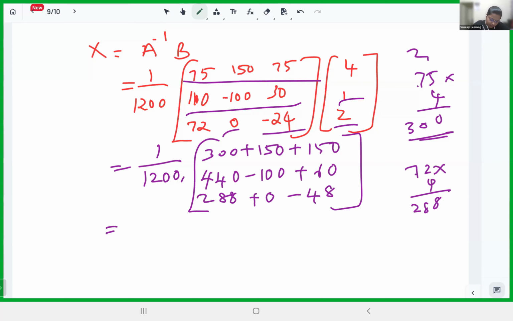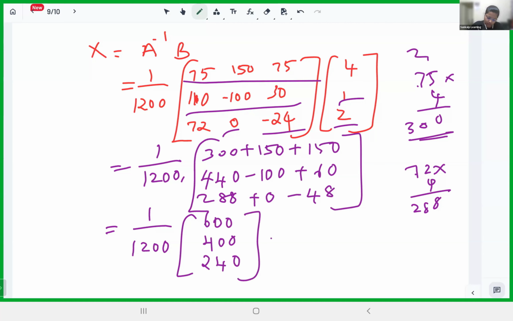Minus 24 into 2 is minus 48. Okay, so the answer is 1 by 1200 into this one is 600. 440 minus 100, 440 plus 60 is 500 minus 100 is 400. Then 288, sorry, 288 minus 48. Okay, so that is equal to 240.